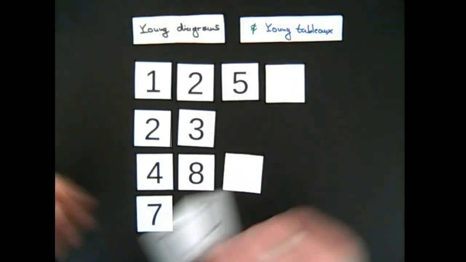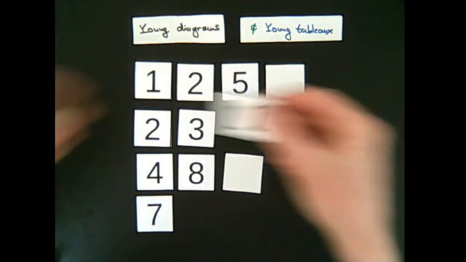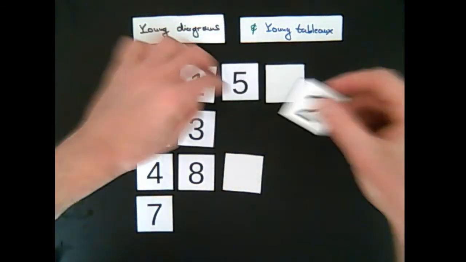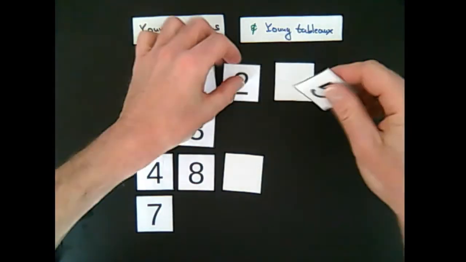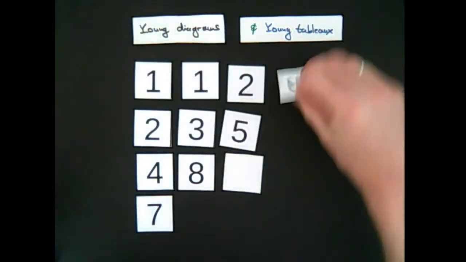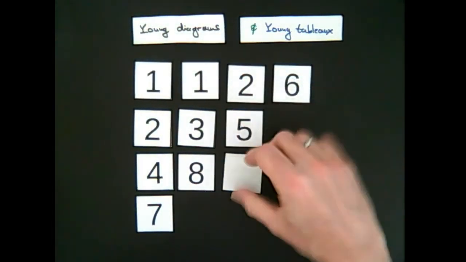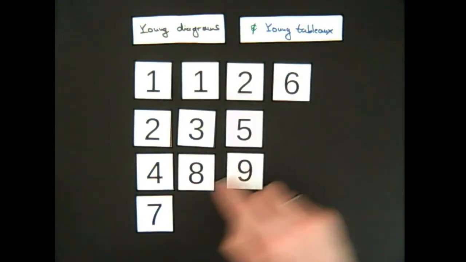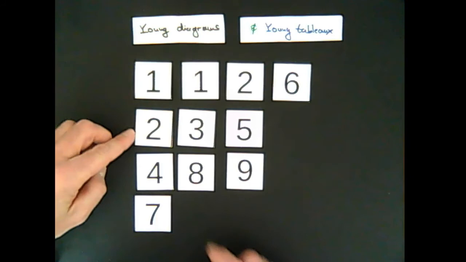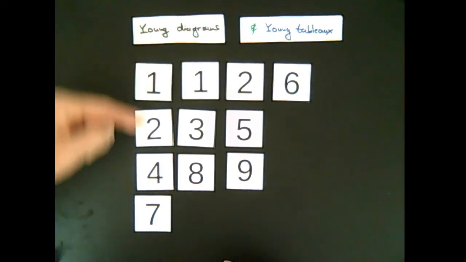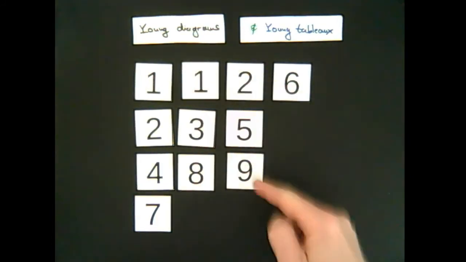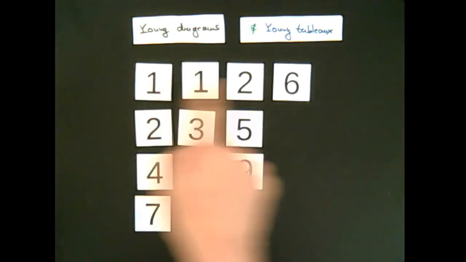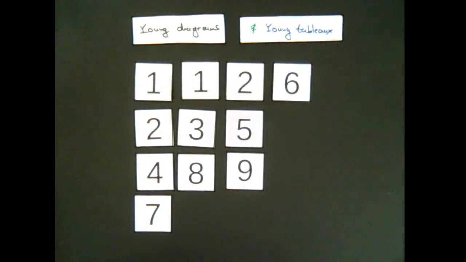Okay, what else? Another 1. The 1 could go here. And then let's put the 2 here. There's a 6. And what's that? Maybe a 9. So now this is a nice Young tableau. The numbers increase in columns and they do not decrease in rows.